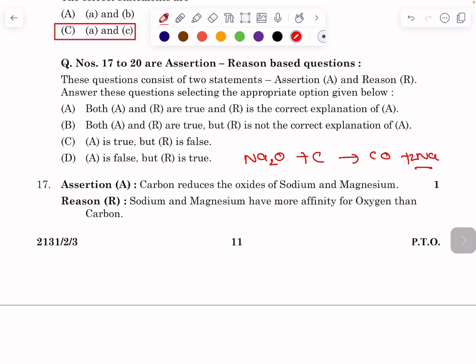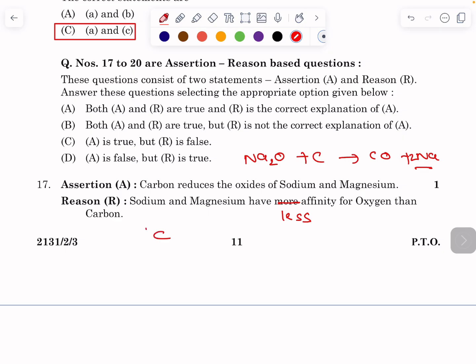Sodium and magnesium have less affinity for oxygen than carbon. Here, carbon is given as having more affinity. So which one is the right option here? The assertion is true, but the reason is not the correct explanation for the assertion. The reason is false. Assertion A is true, but R is false.